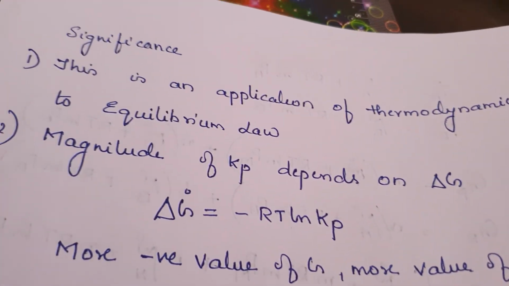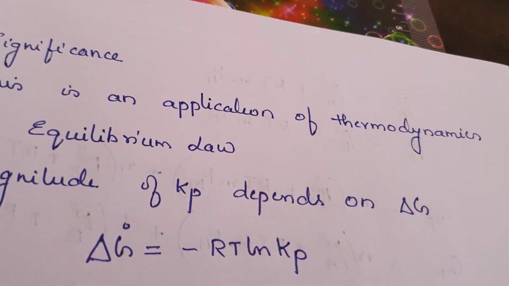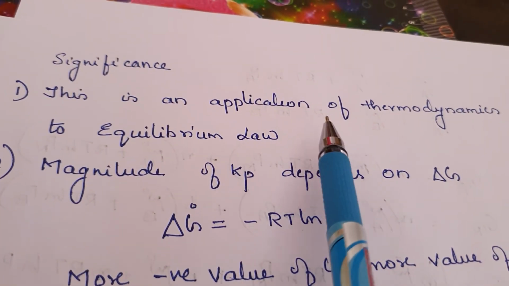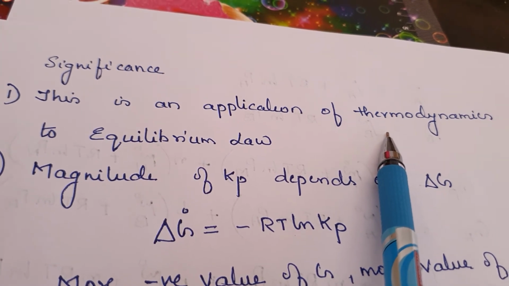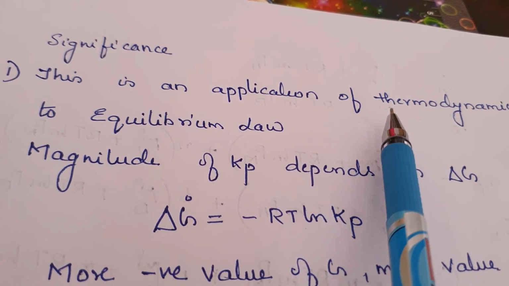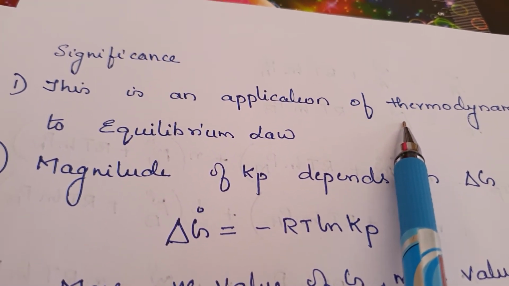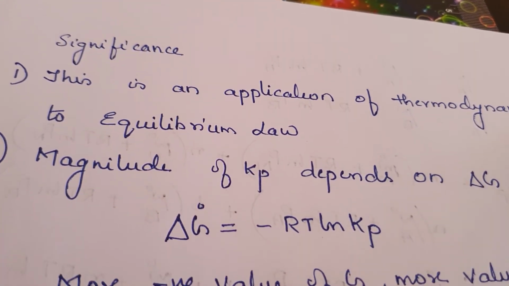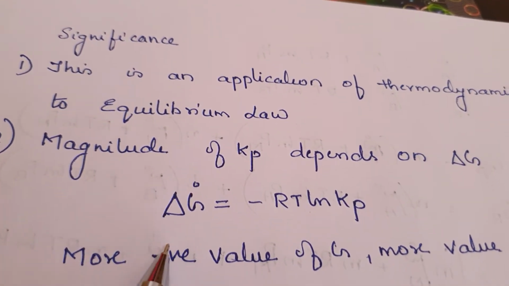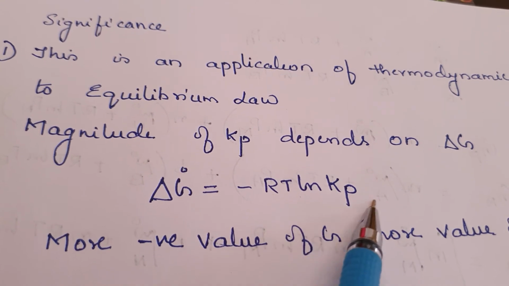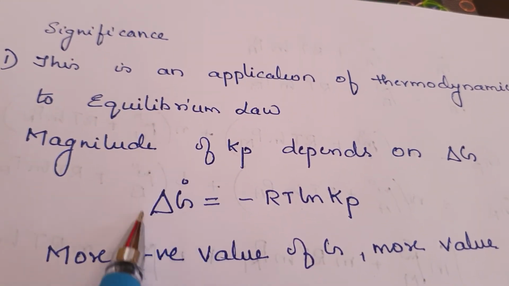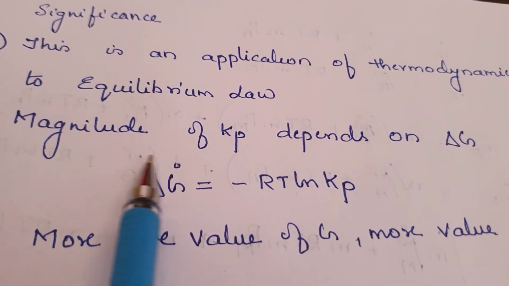Now, the significance of this expression. Significance means importance. We have actually seen this when we studied the equilibrium constant. This was the thermodynamic derivation of the equilibrium law of mass action. So it is an application of thermodynamics to the equilibrium law. Then delta G naught is equal to minus RT ln Kp. So Kp's value will depend on the magnitude, meaning value.